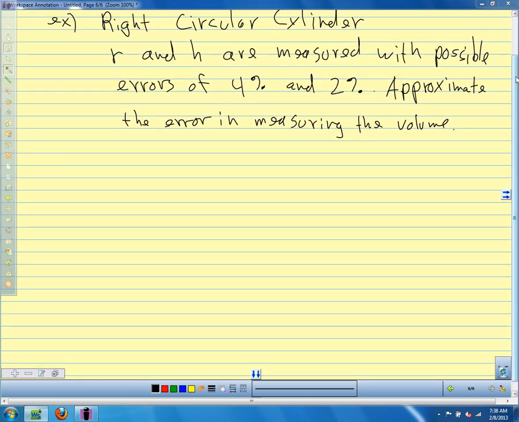So we have a right circular cylinder made out of some kind of material. We measure our radius and our height with these possible errors. If we calculate the volume, we want to know what the approximate error in our volume is going to be. So for the error in our volume, we're going to use a total differential, which is the partial of V with respect to r times dr plus the partial with respect to h times dh.